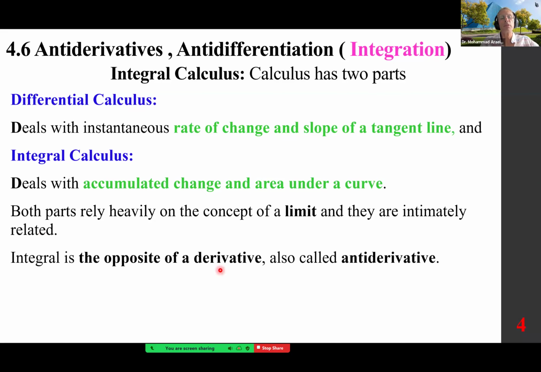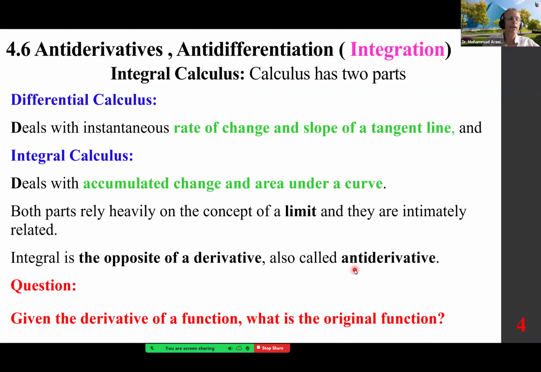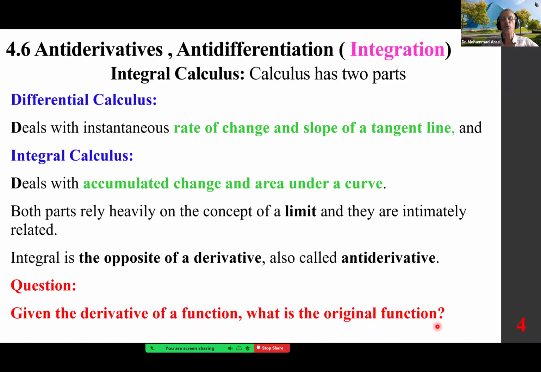Integral is the opposite of a derivative, also called antiderivative. Now the question is what? Given the derivative of a function, what is the original function? The reverse process of differentiation.